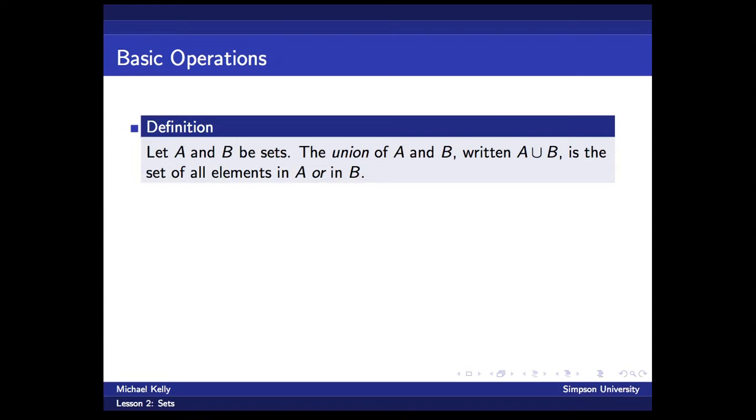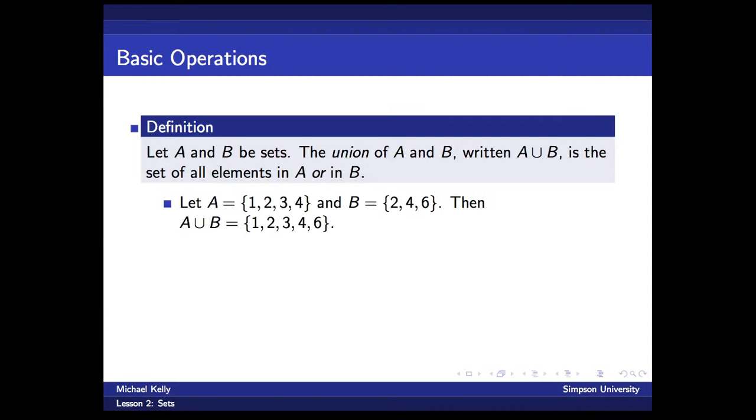We can add operations onto sets. If A and B are sets, the union of A and B, written A with a little cup symbol between the A and the B, is the set of all elements in A or in B. Remember, in mathematics, the OR is always inclusive by default. That means the elements can be elements of A or B or both.